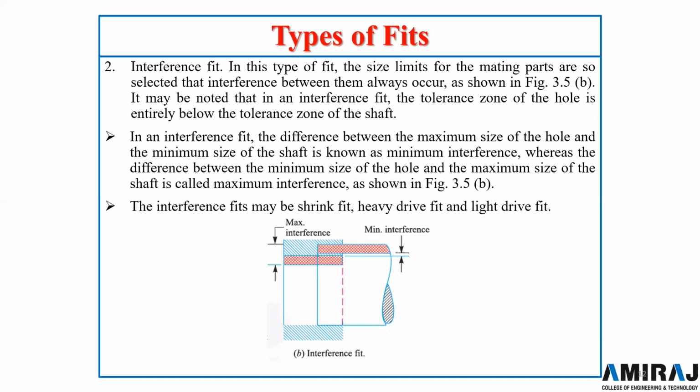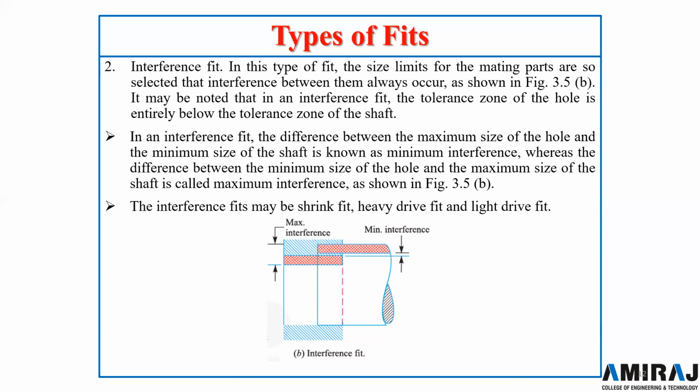Second one over here is the interference fit. In the same way, the completely opposite of clearance fit is the interference fit. In interference fit, the difference between the maximum size of hole and minimum size of shaft is known as the minimum interference. So here the things become opposite of that.